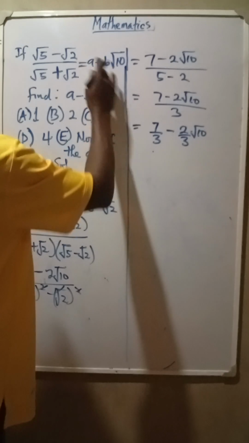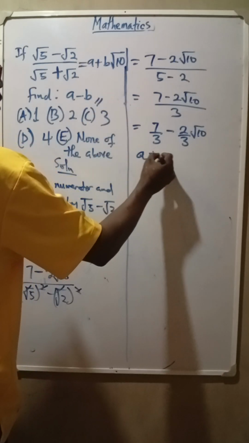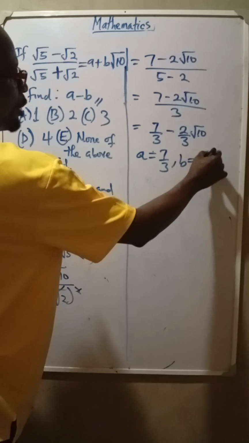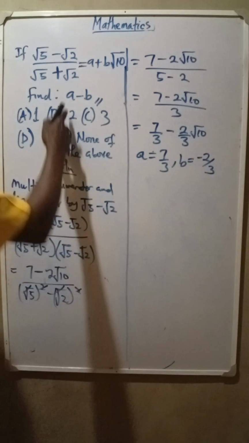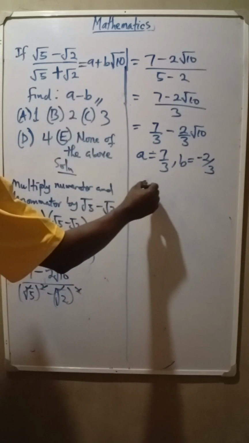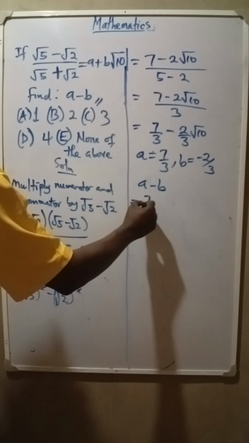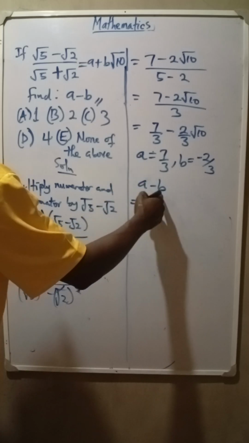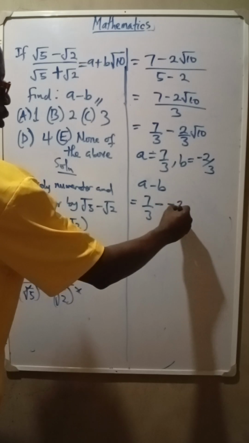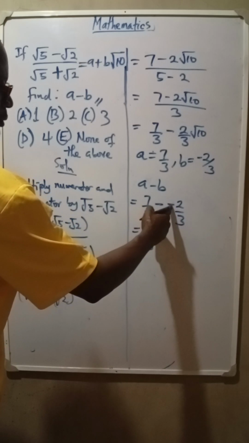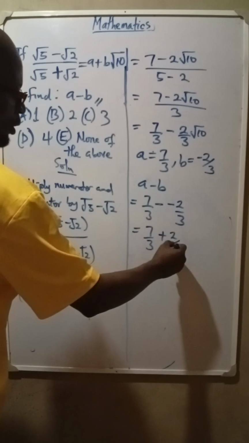It therefore means that this is a compared to this. So a is 7 over 3, then b is minus 2 over 3. So we can now find what the question asks for, which is a minus b. a is 7 over 3, then minus b, which is minus 2 over 3. So we have 7 over 3, minus times minus is plus, 2 over 3.